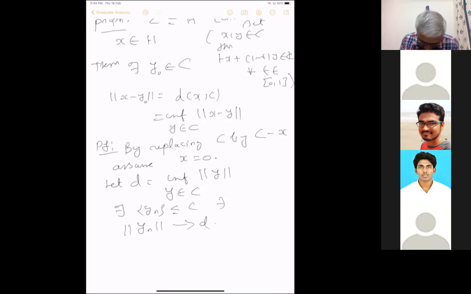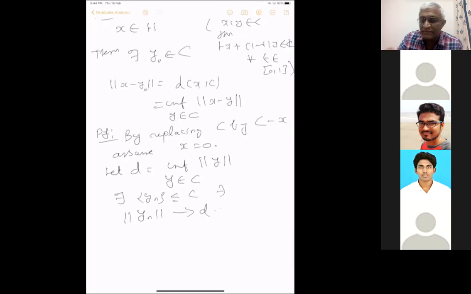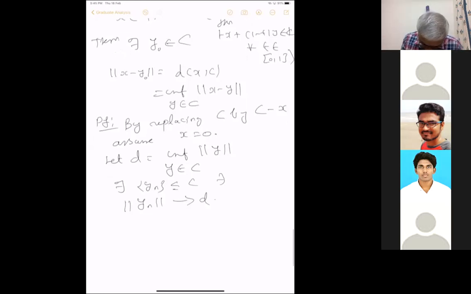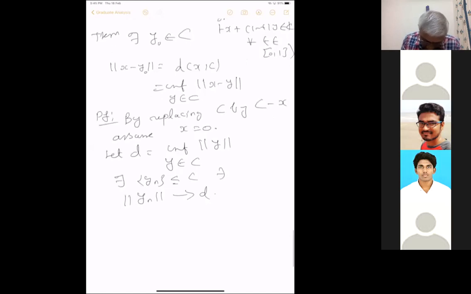So the point is, if you have a Banach space or Hilbert space, if yn converges to some y, then norm yn will converge to norm y. But if norm yn converges to norm y, that need not imply that yn converges. Even in complex numbers this is not true. If the modulus converges, then the original sequence need not converge. So norm yn converges to d. Then I want to say that actually yn converges. That's what I want to prove.